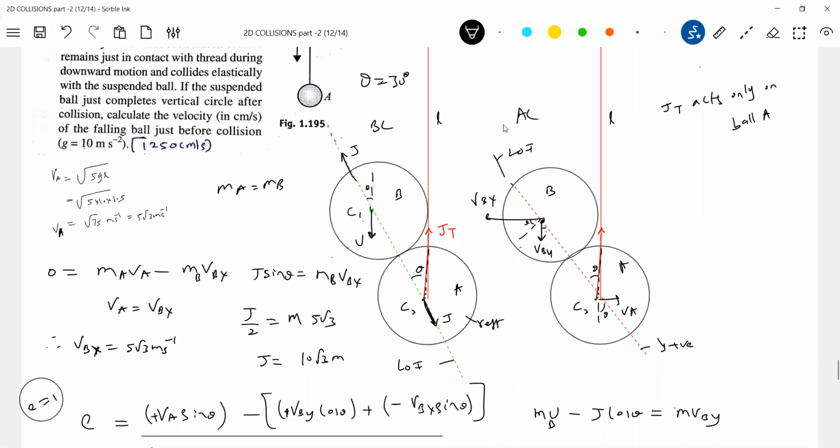Sir, U should be equal to VBY, no sir. Impulse is acting, no, J cos theta. J cos theta will be there, no? Because of J cos theta, things will change. Okay. This is after collision, this is before collision. VBY you may get negative also. That you have to check from the calculations.